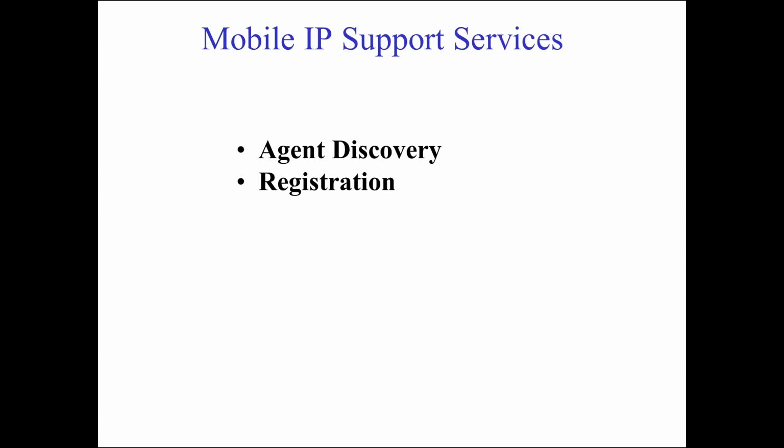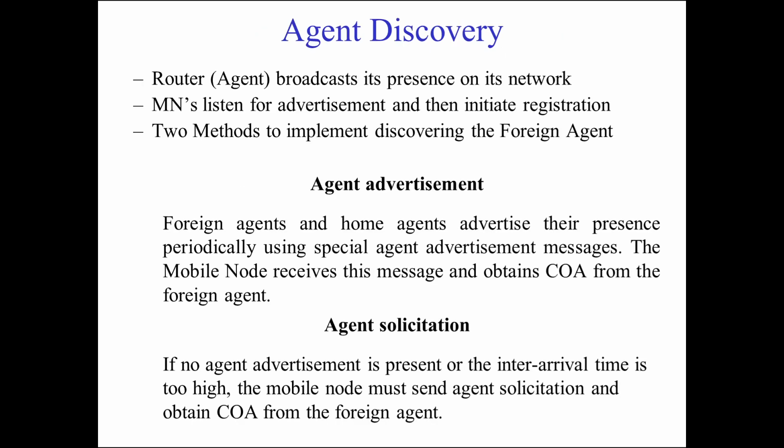With these terminologies, let's move on to the mobile IP support services. The main job of mobile IP is permitting the mobile node to move from one network to another without interrupting its communication. Along with that, it has to provide two supporting services. One is agent discovery, the second one is registration. Let's see agent discovery now.